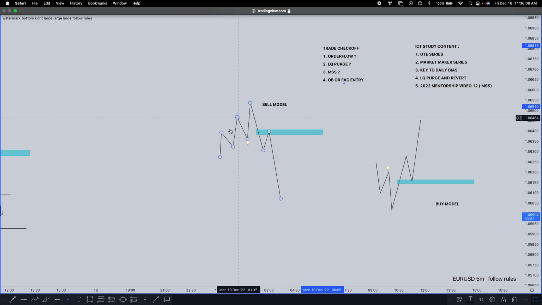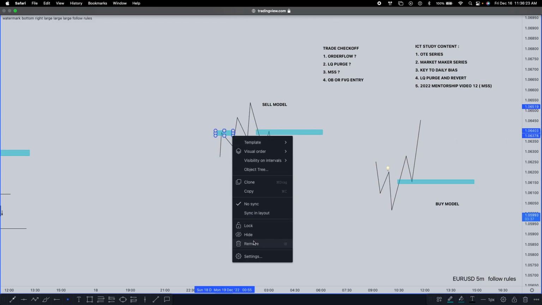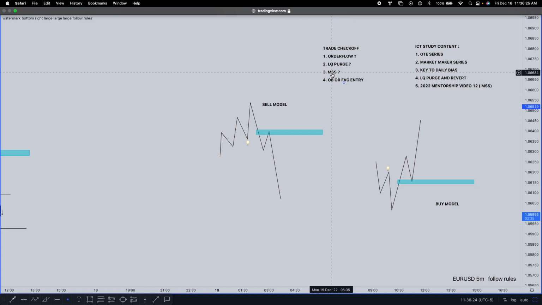So first we're gonna have price taking out what? Buy side liquidity here off this high. Then we're gonna have price again taking out buy side liquidity off this high. So buy side liquidity has now been taken. So now the only thing we do is wait for what? After we get liquidity taken out, we clearly see liquidity taken. What do we wait for? MS shift. And where did I get MS shift from? 2022 mentorship video. So you see how my trade checkout is literally adding up with my ICT study content.